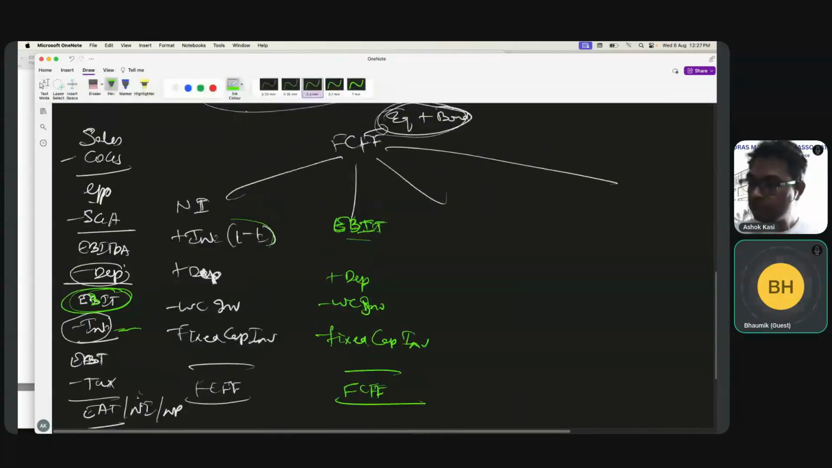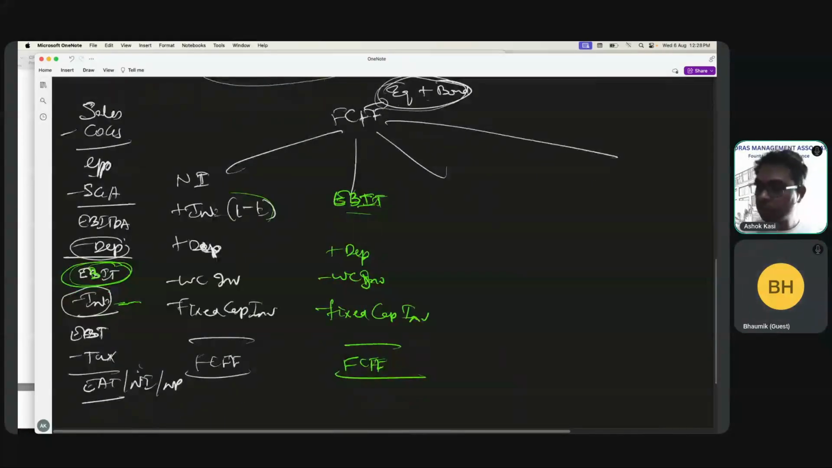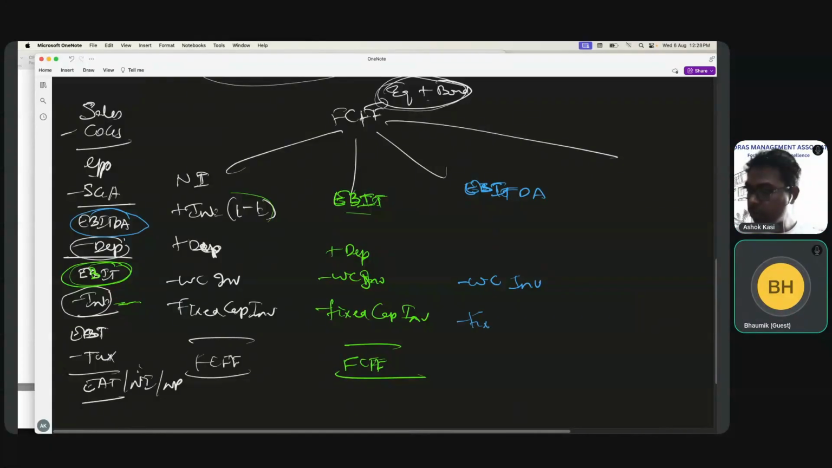Then next one, suppose instead of EBIT, EBITDA is given. So we'll just deduct working capital and fixed capital. When EBITDA is given, I will deduct working capital investments and fixed capital. But is this enough? This is not right.